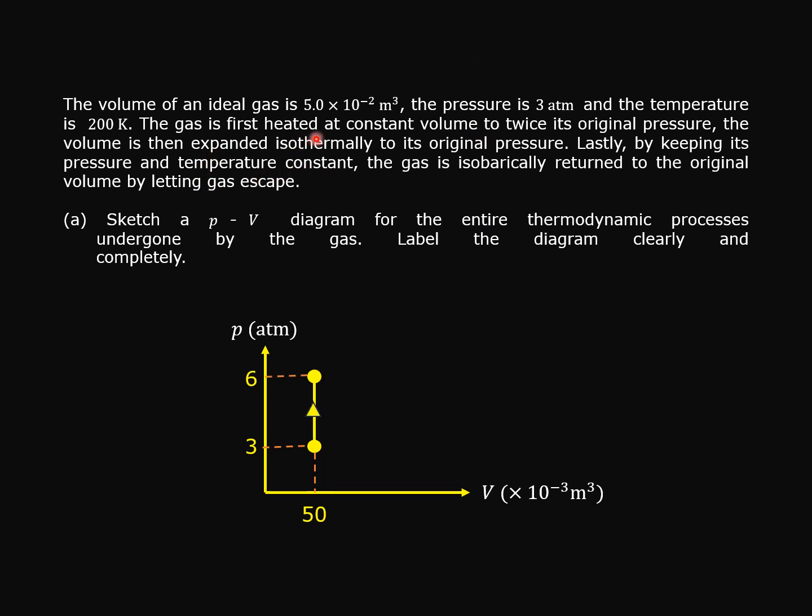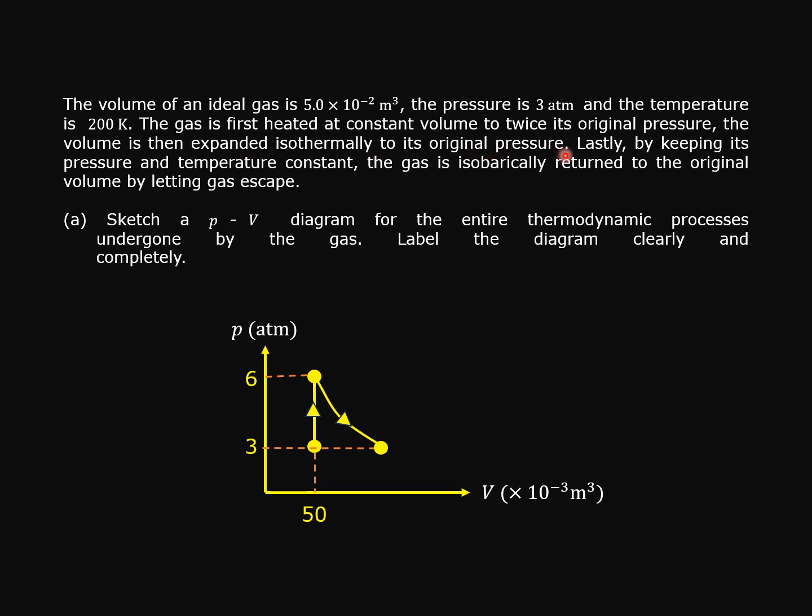First process, the gas is heated at constant volume to twice its original pressure. This is the isochoric process, so we have a vertical line. The arrowhead is pointing upwards because the pressure is changed from 3 atm to 6 atm. The volume is constant, which is fixed at 50 times 10 to the power of negative 3 meter cubes. So when the pressure changes from 3 atm to 6 atm at constant volume, the temperature will increase. That's why it says that the gas is heated.